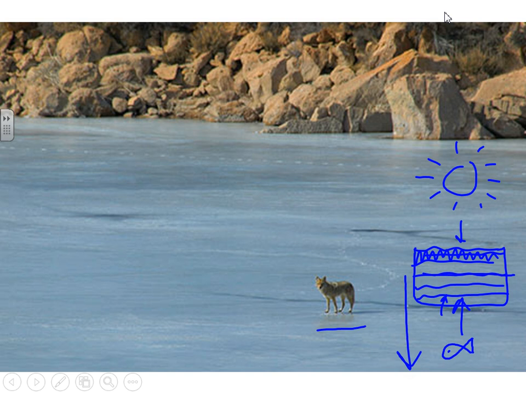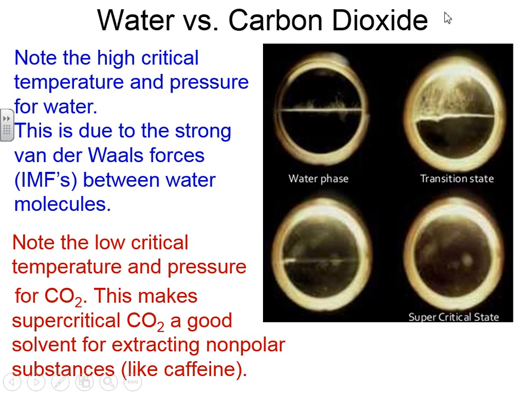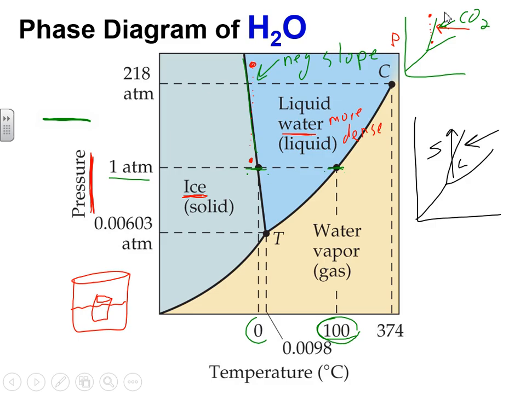All right, last idea here, and then we'll go on to solids. So from the phase diagrams that we've looked at, it says note the high critical temperature and pressure for water. In fact, the critical temperature and pressure for water, if I just skip back a second, we'll see that the critical temperature and pressure of water happens at 218 atm, right up here. This is, remember, the critical point, and 374 Celsius. So really, the temperature is not as high as the pressure, 218 atm.